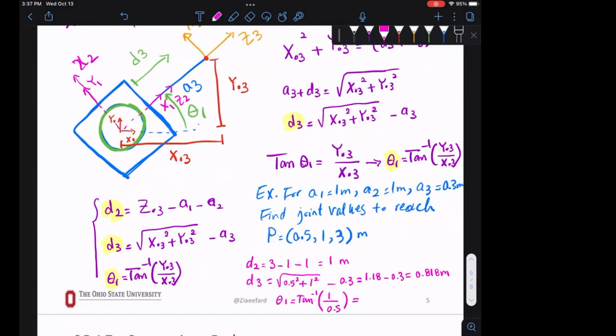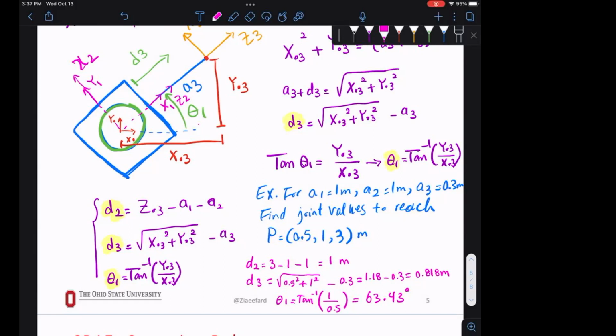So 1 over 0.5 is 2, right? So tangent inverse of 2 is, well, you will use your calculator, for example. All right, degrees. So what does it mean? This problem would be, here's your robot. For a cylindrical robot, if the end effector has to reach 0.513 meter, that's the coordinate, what are the joint variables?